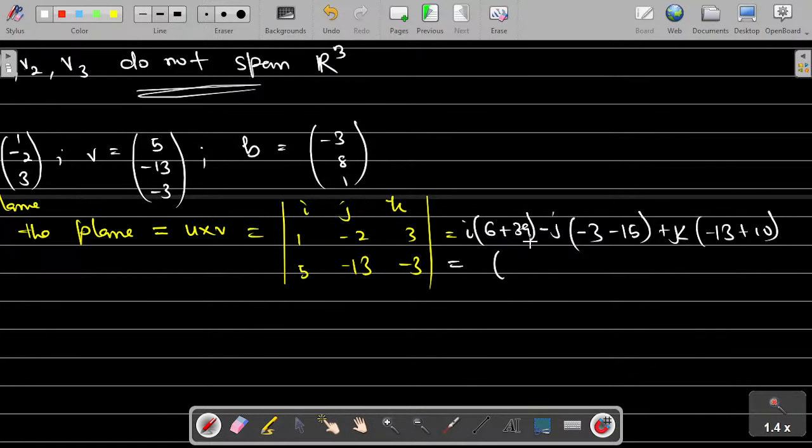This plus this is 45. This plus minus this is minus 18 times minus, that will be plus 18, and then here will be minus 3. So you have minus 3 here. So that is our normal.